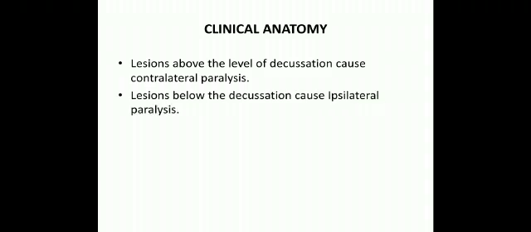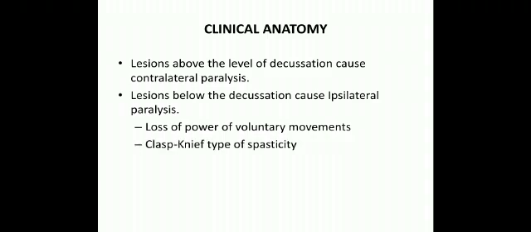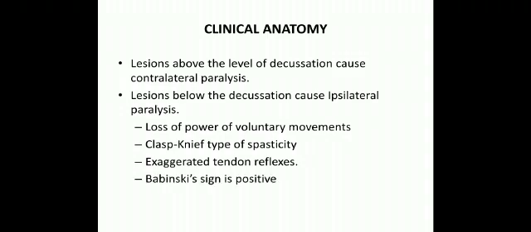The lesions below the decussation cause ipsilateral paralysis. So, the paralysis is of upper motor neuron type and it is characterized by loss of power of voluntary movements, clasp knife type of spasticity, exaggerated tendon reflexes, Babinski sign is positive and reaction to degeneration is absent.